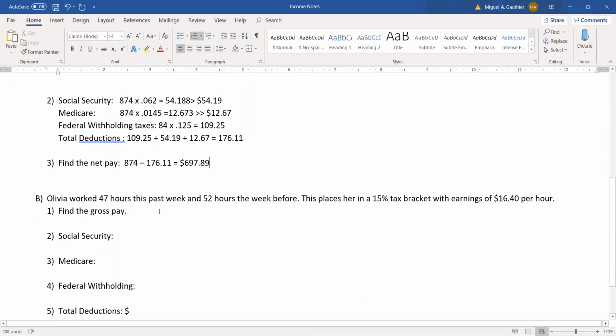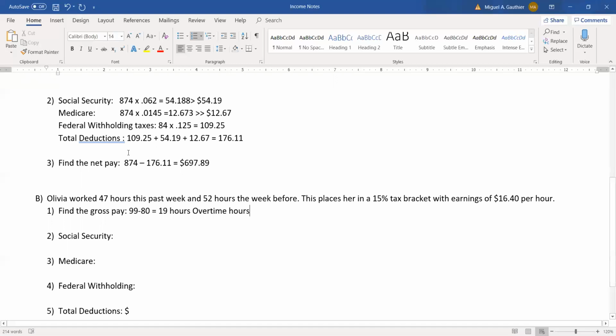All right, so let's compare that to Olivia, her gross pay. Now, here's the difference. Olivia, we're not comparing men versus women working, we're just using an example, so let's not go crazy. Okay, so Olivia worked 47 hours one week and 52 hours the next week. So her gross pay, since she worked 99 hours, so she worked 99 hours minus the 80, so that equals 19 hours overtime.